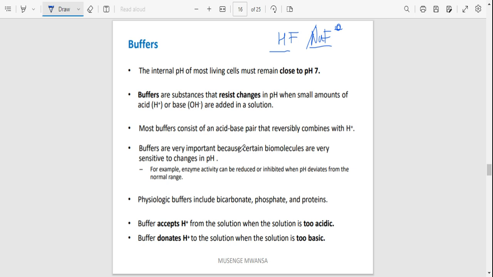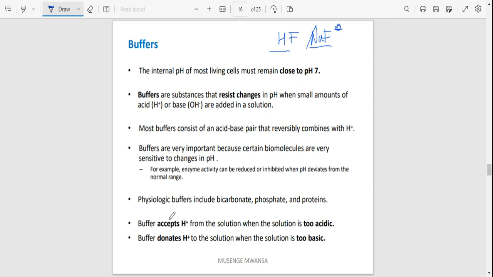So buffers are very important in certain biological molecules because they are very sensitive to change in pH. You don't want the pH to change very significantly. For example, salivary amylase works well at a pH which is slightly basic, meaning that if I reduce the pH, it becomes acidic. That is going to affect the enzymes. That is why buffers are important to maintain this pH, right?